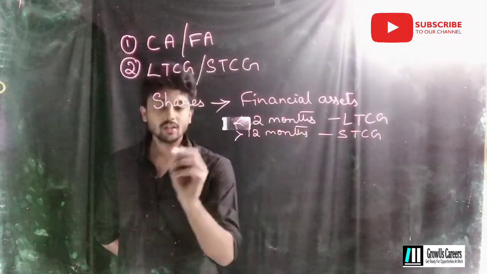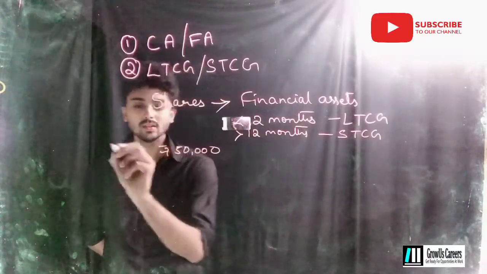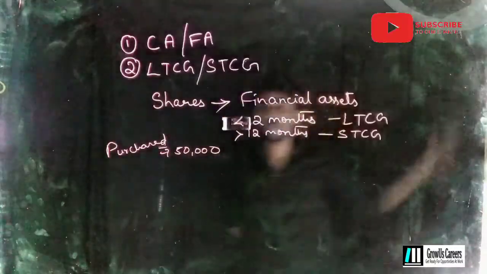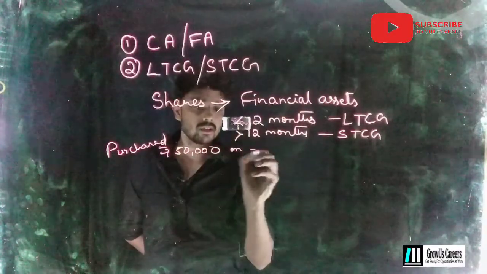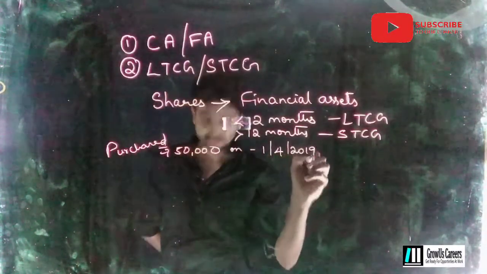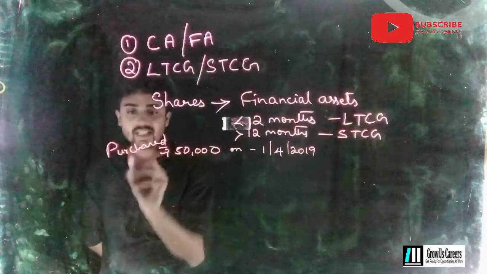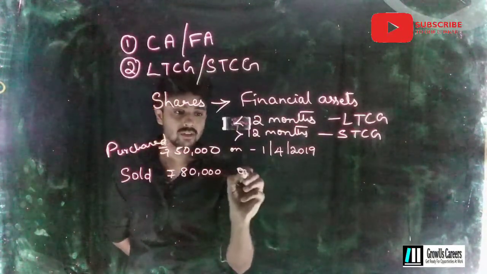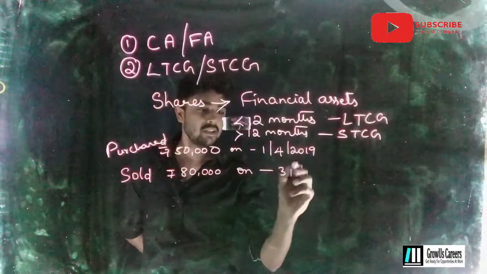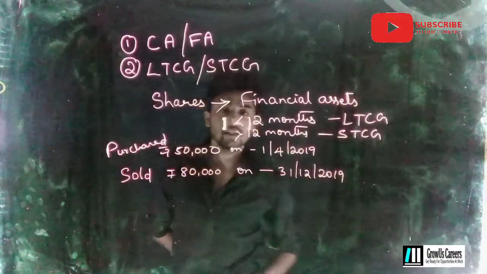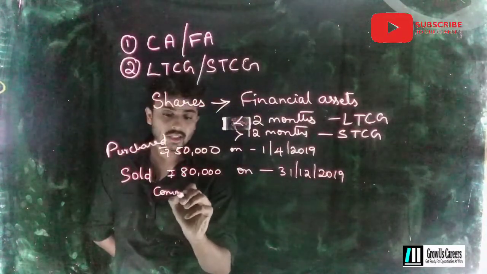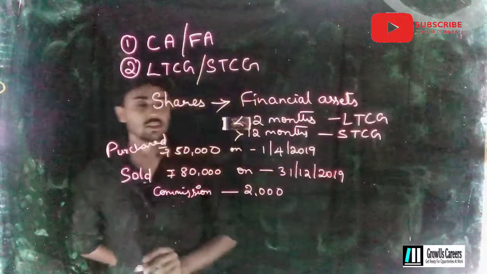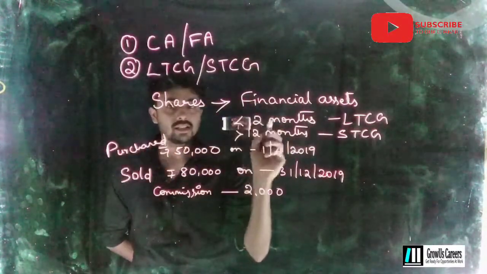Mr. X purchased the share for rupees 50,000 on 1/4/2019 and he sold this share for rupees 80,000 on 31/12/2019 and he incurred a commission charge of rupees 2,000. Alright, so now we have established that it is a financial asset as it is a share.